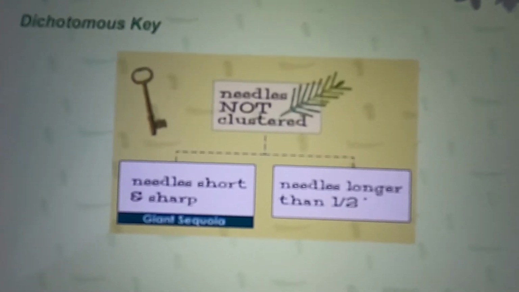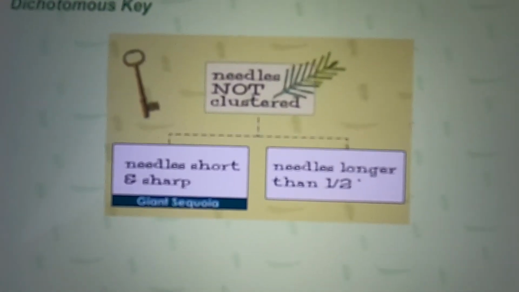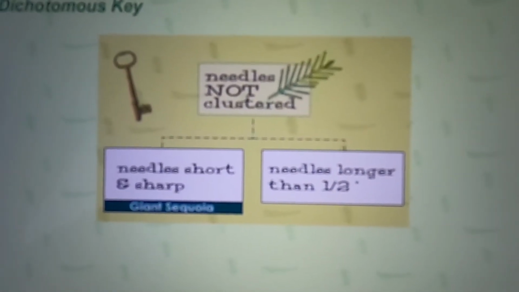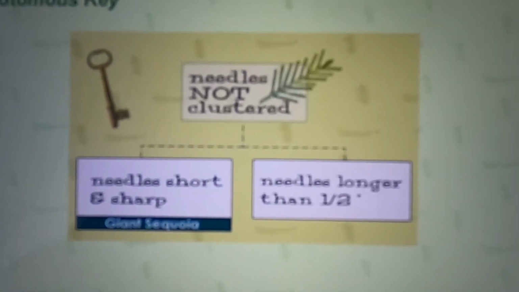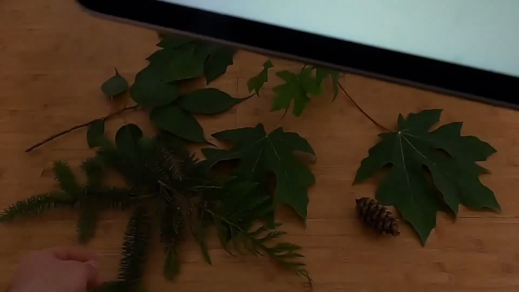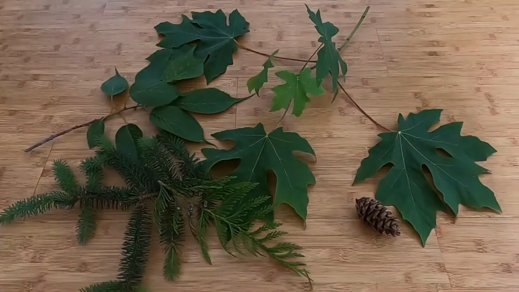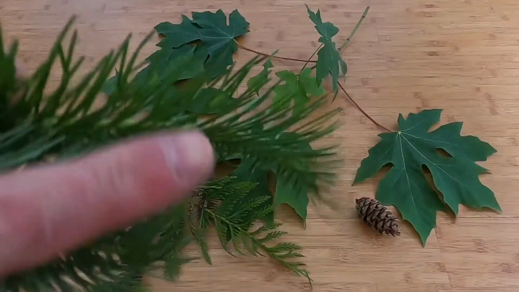And then the next question, are they sharp and short, or are they longer than half an inch? Remember, when you look at these, you got to make sure the average needle. So those needles were definitely longer than half an inch. There's my finger.